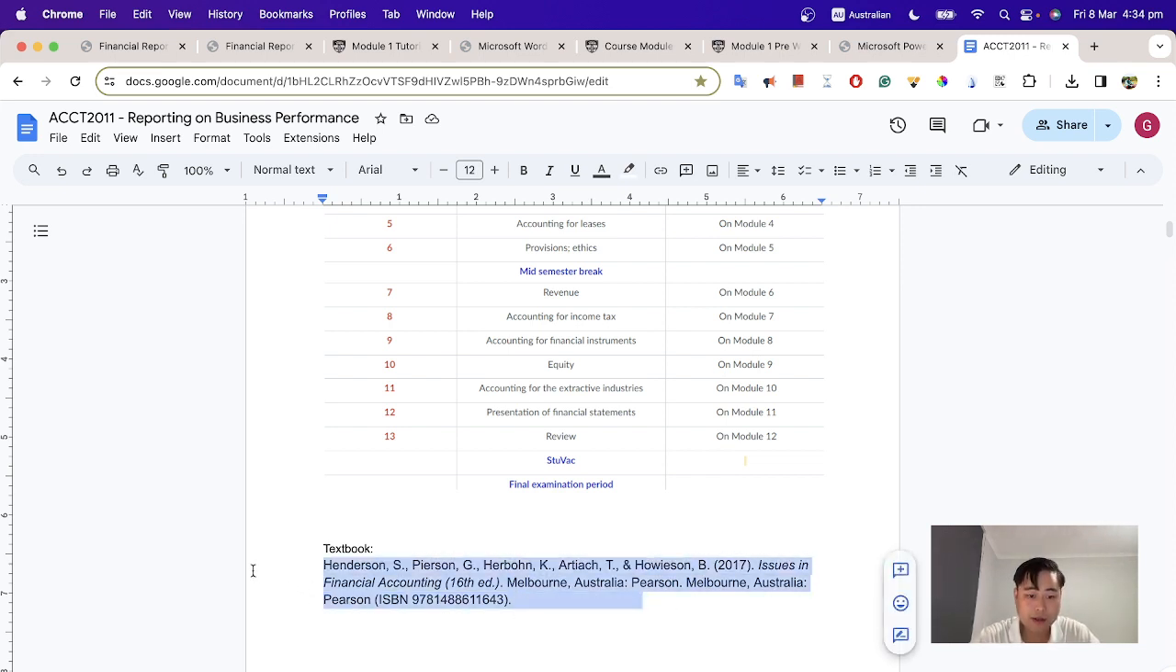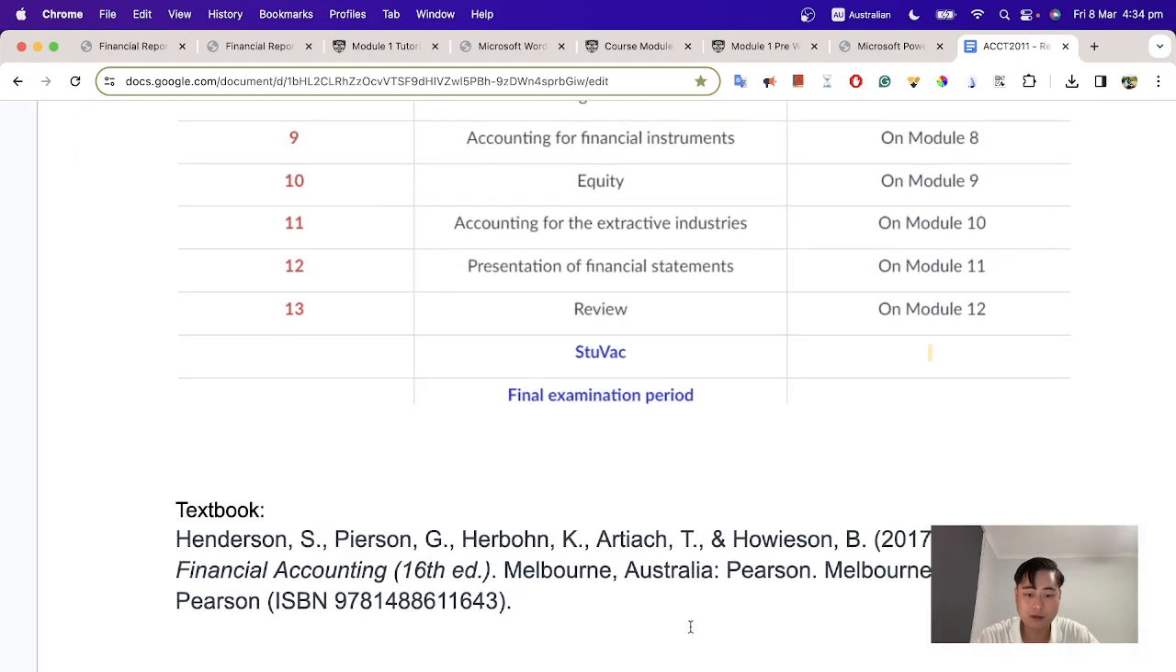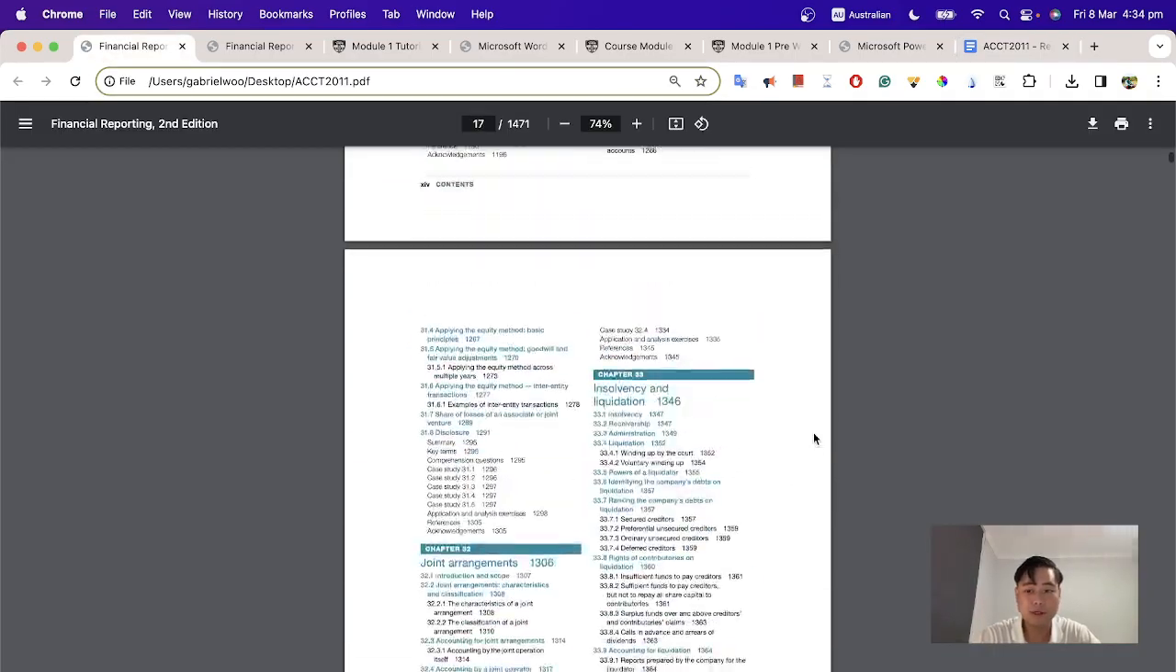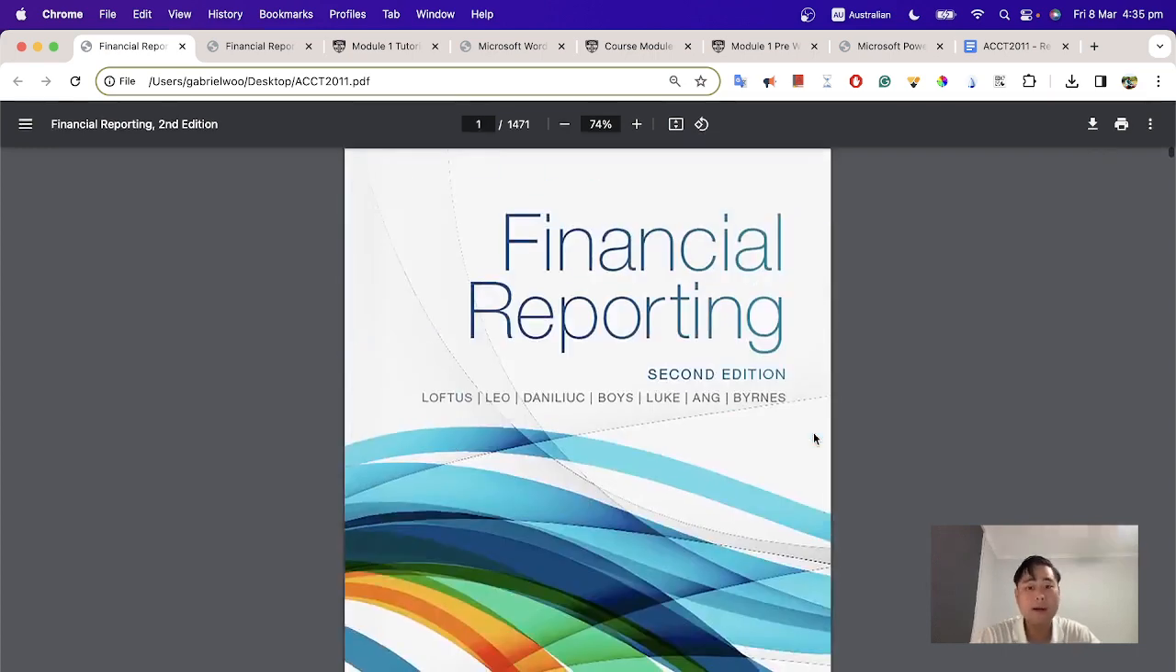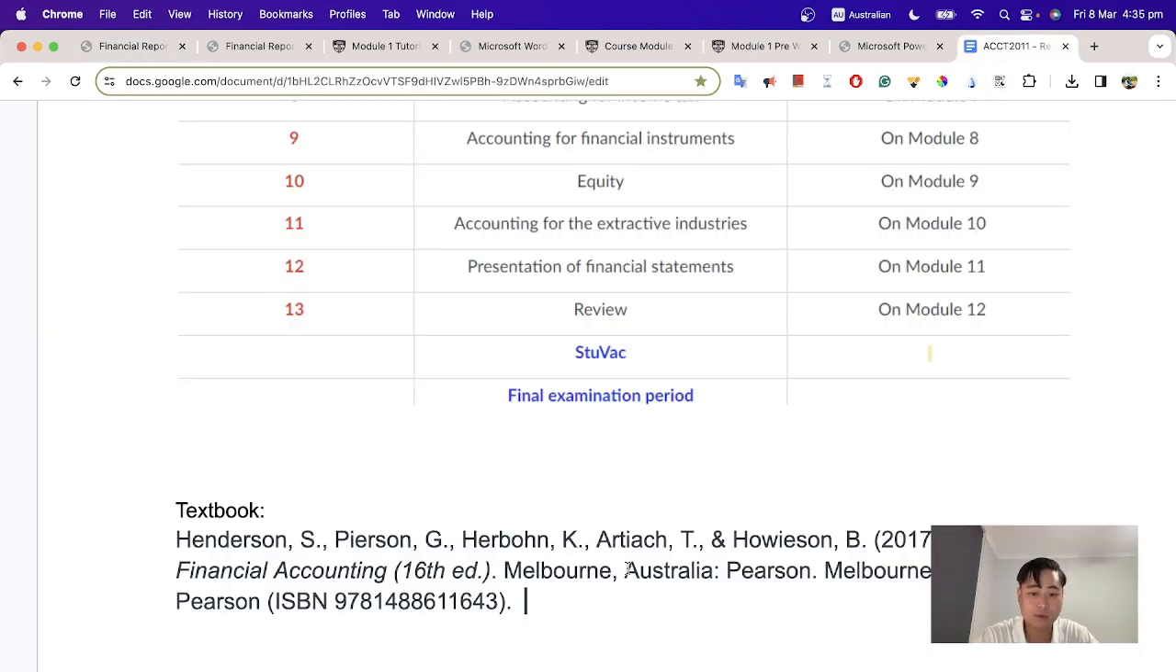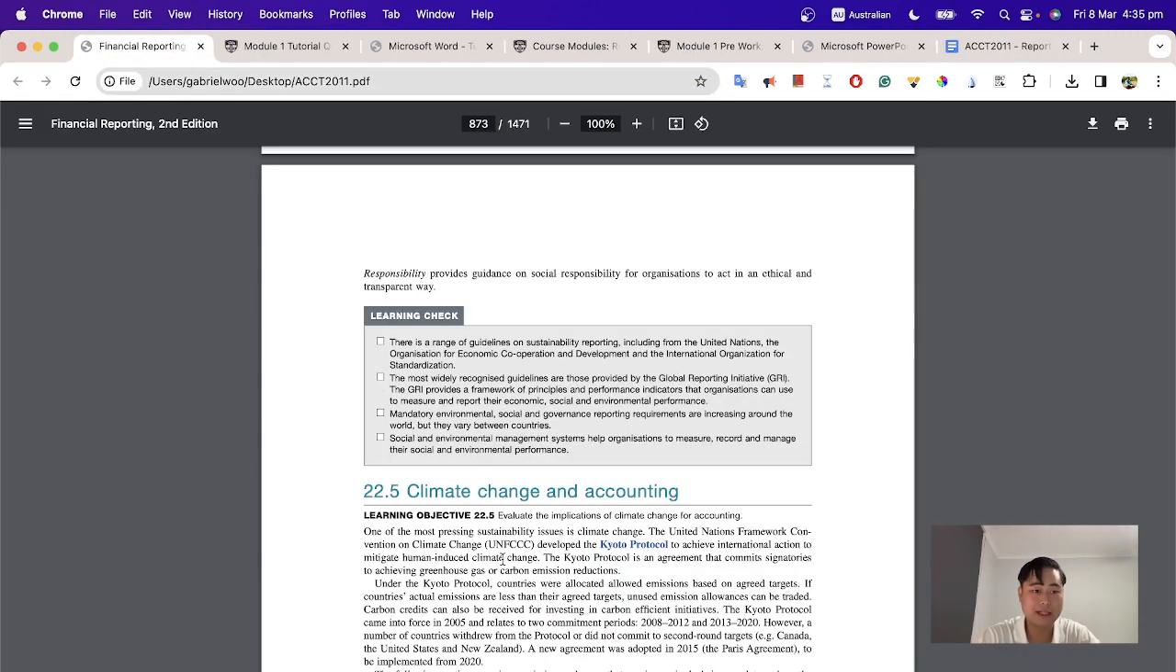This is the textbook here, Henderson and Pearson, Issues in Financial Accounting, 16th edition. This is the book that we want. I have the 2nd edition. Y'all get whatever you want. But Issues in Financial Reporting, that's the textbook y'all are going to need. Let's close that down.